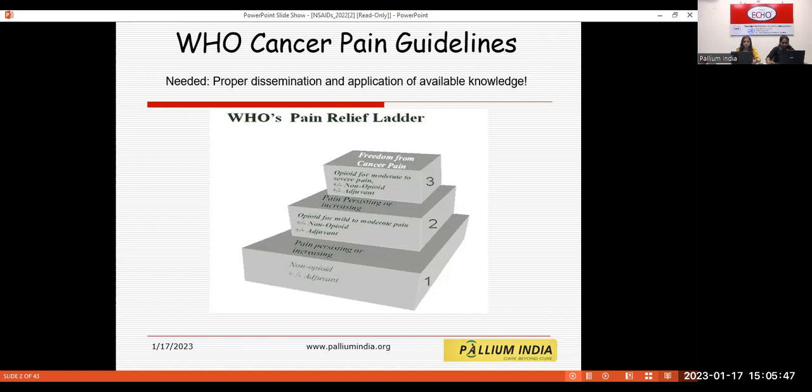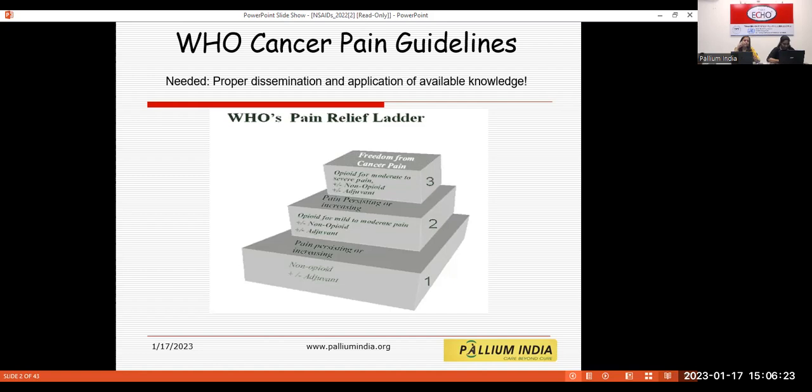So there are 3 steps in the WHO analgesic ladder. This started basically for cancer pain management. But nowadays we use or refer to this ladder for many chronic pain situations also. But when it was started, the WHO ladder was mainly for cancer pain control. So it is mentioned in the WHO cancer pain guidelines. So there are 3 steps. Just need to remember step 1, 2, and 3.